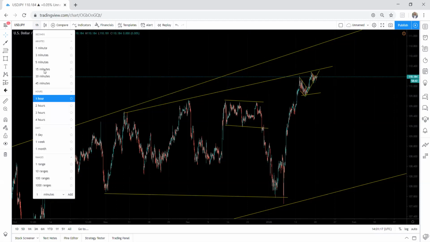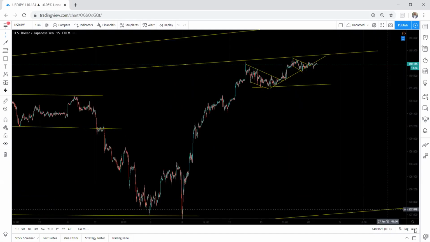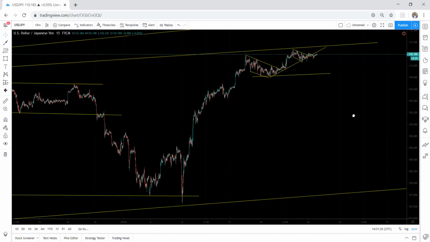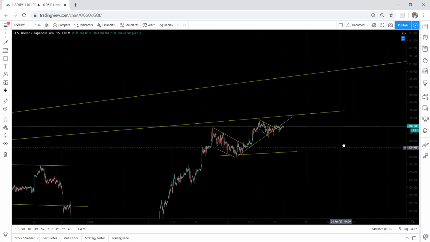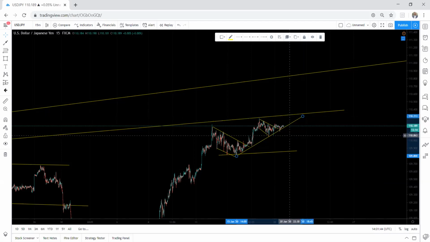Let's check a smaller time frame, like 15 minutes, to see what is happening. All right. What we can do here is secure this counter trend line. What are we looking for? We are looking for a break. You can put your sell order here and set your stop here, at 110.10. So if price continues to go up, it will not activate your sell order.